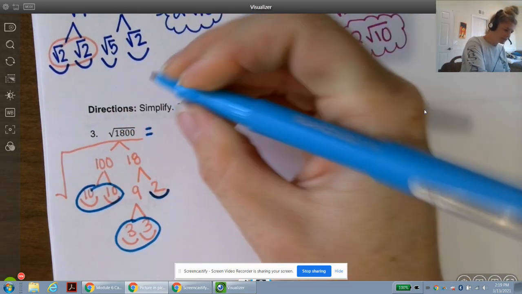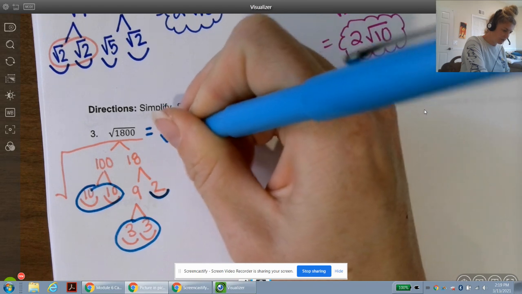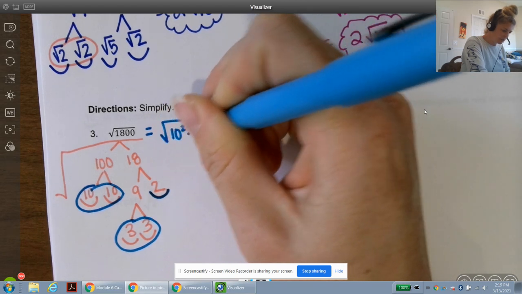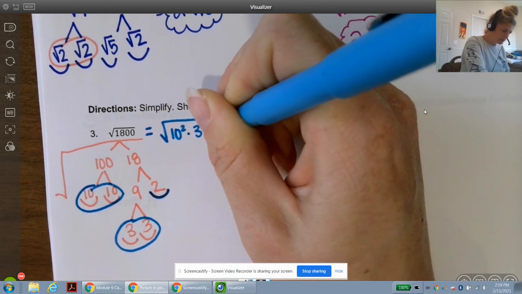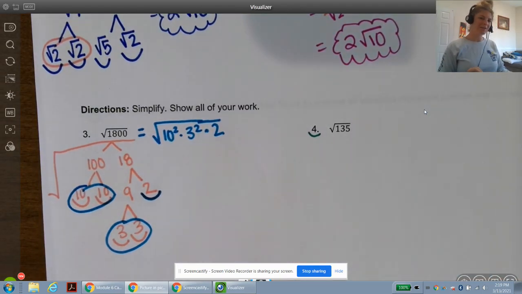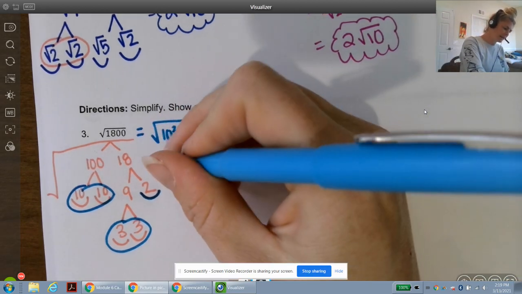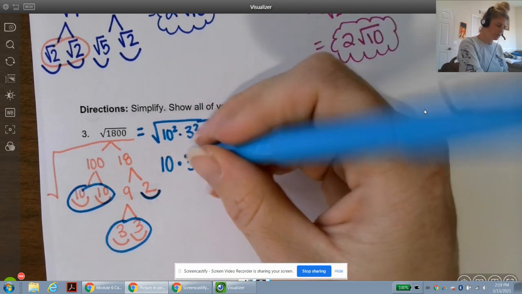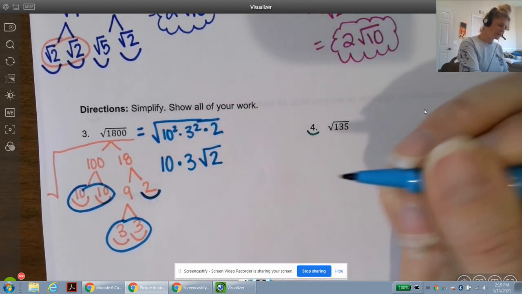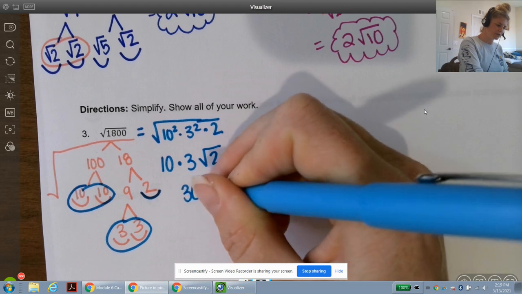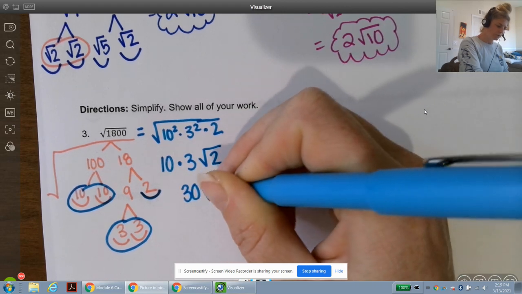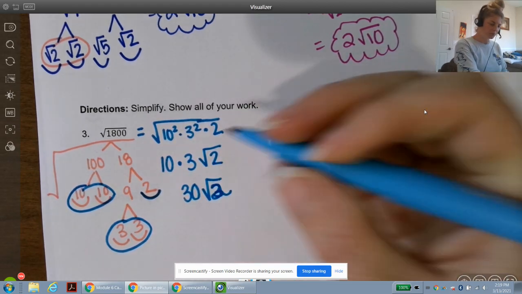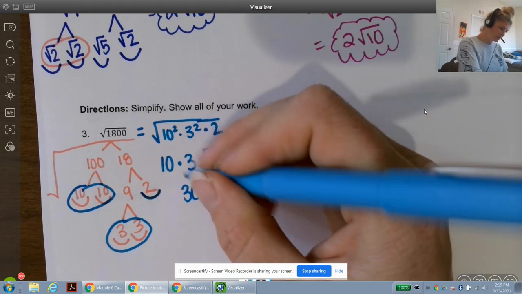So we know that this is equal to the square root of 10 squared times 3 squared times 2. And what do you guys know? Square roots and squares are inverse operations. So what can we pull out? We can pull out the 10, we can pull out the 3, and anything that gets pulled out is still being multiplied, and the 2's left inside, and 10 times 3 is 30, so I have 30 square root 2.